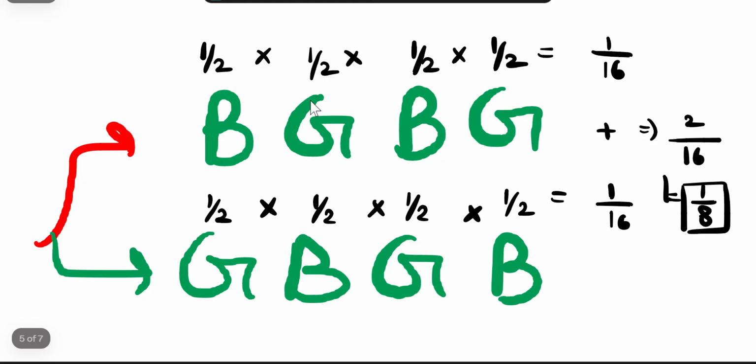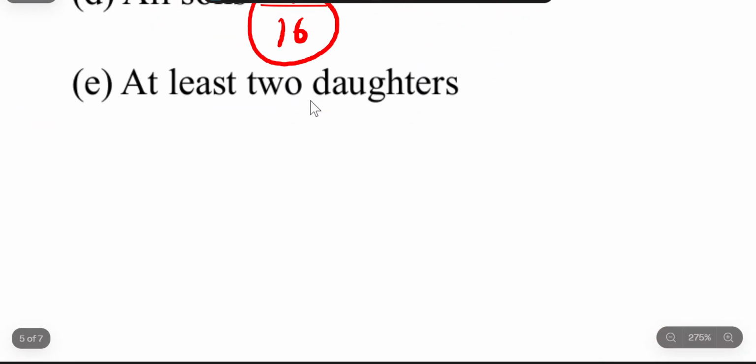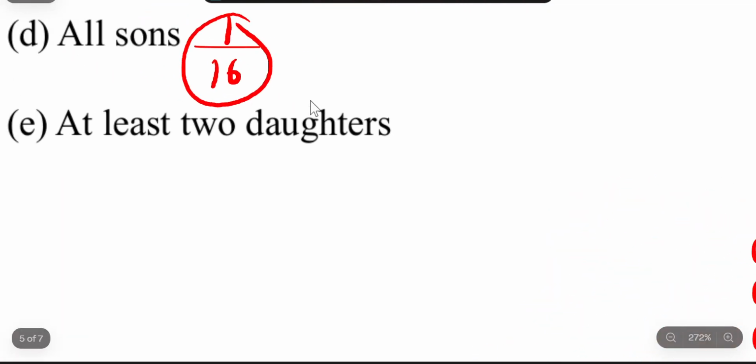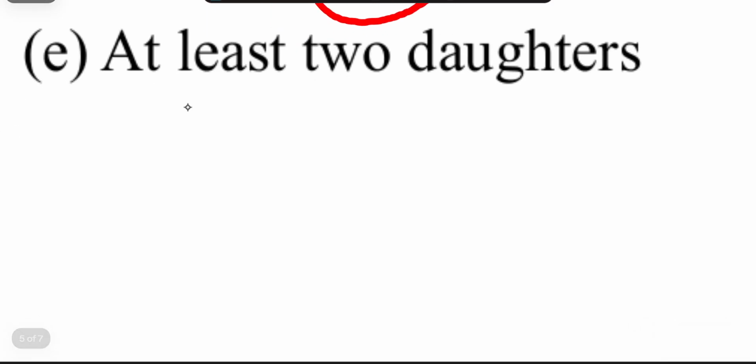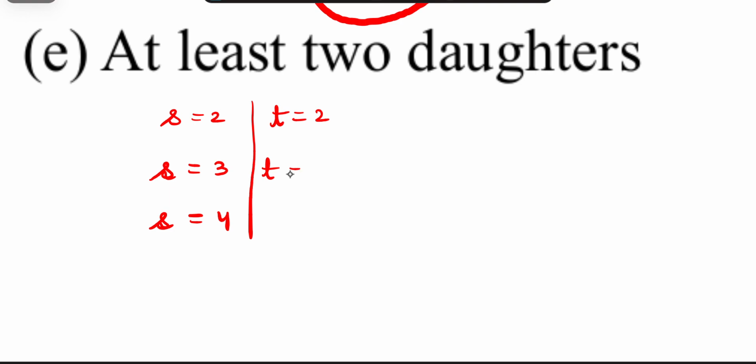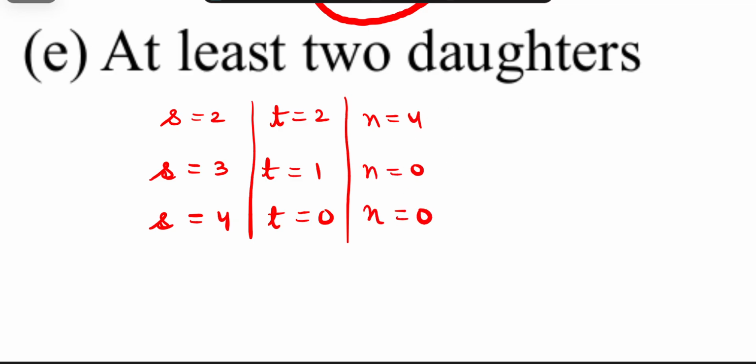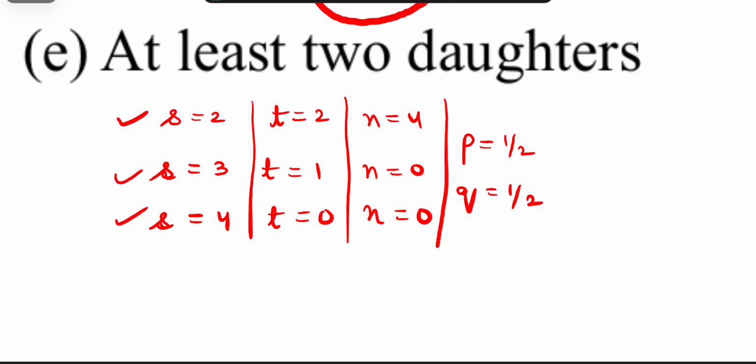Let's move to another set of similar questions. Again, this question is also important. At least two daughters means S can be 2, S can be 3, and S can be 4. In this condition we know T can be 2, T can be 1, and T can be 0. And always N is 4. And we know P is half and Q is also half. So you can easily apply the binomial theorem for the three cases and solve.